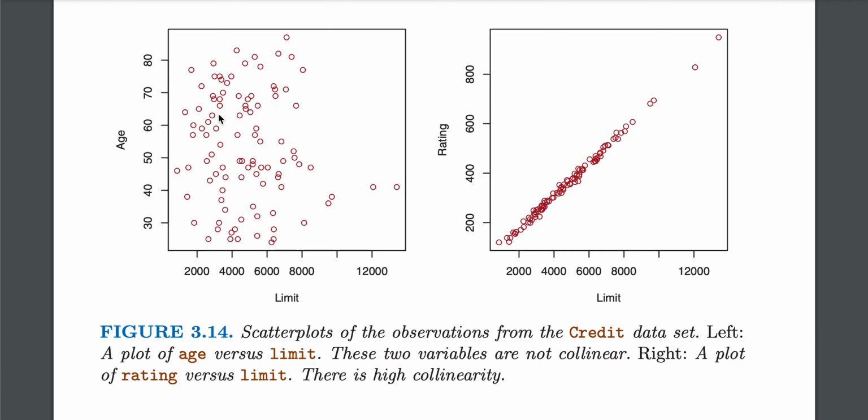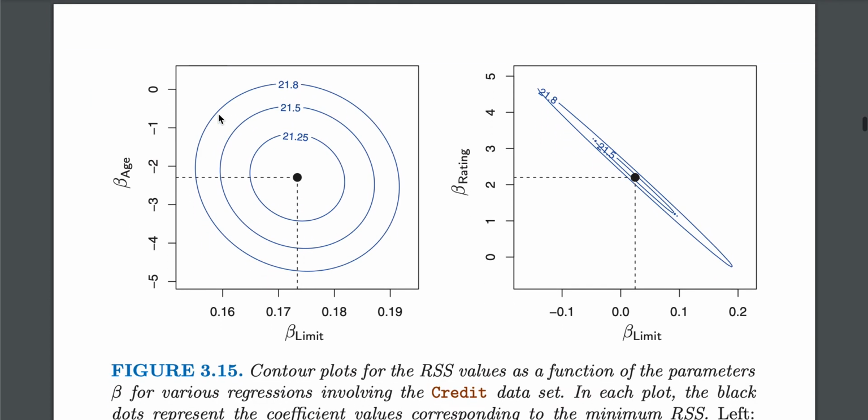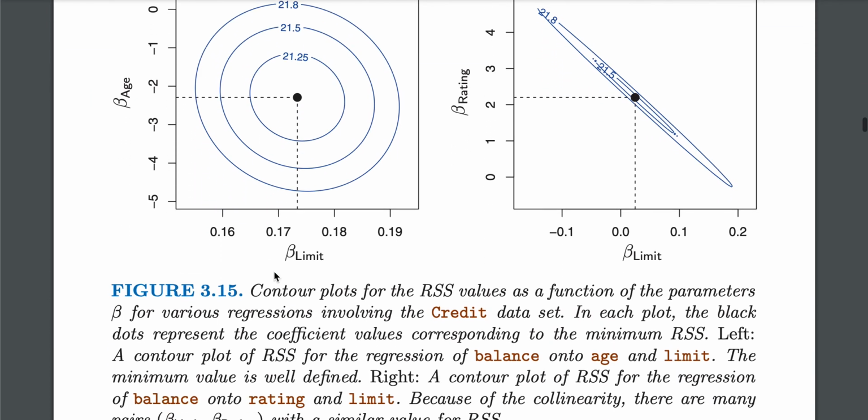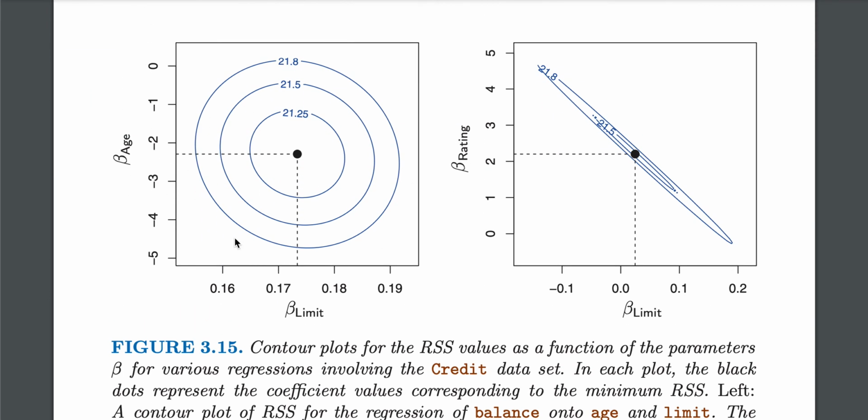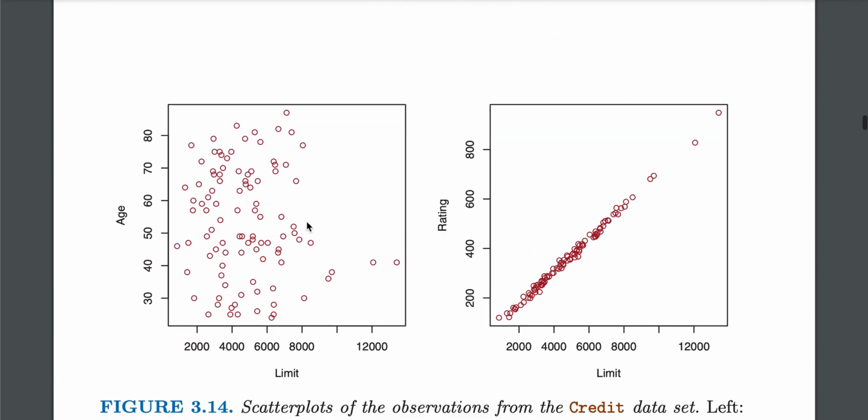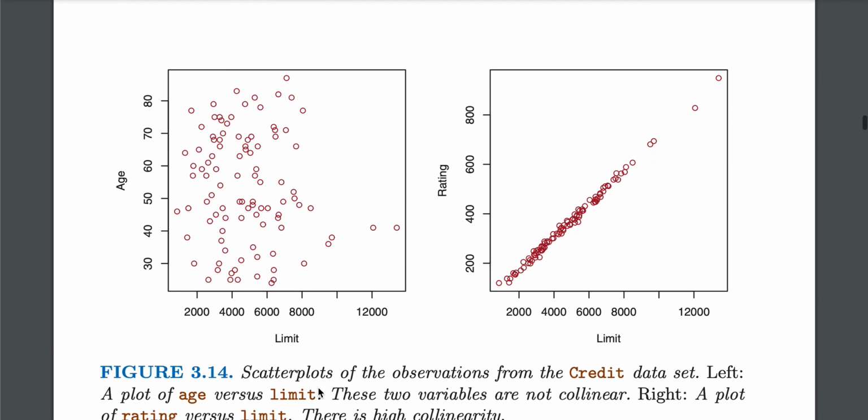They are almost independent, and therefore the contour plot of the residual sum of squares doesn't look tilted in a certain direction. In other words, it looks pretty balanced, because these two predictors look almost independent.